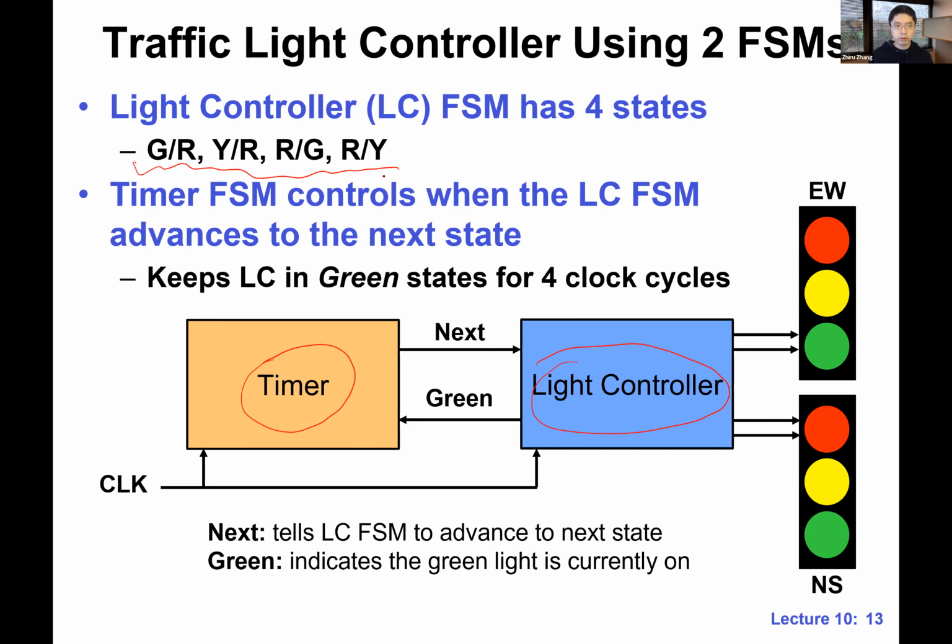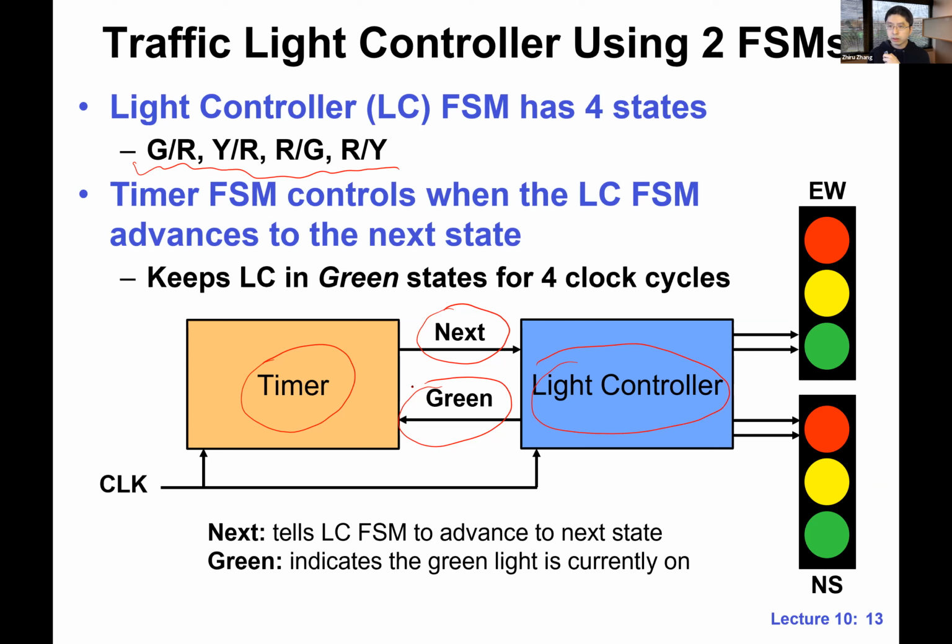And of course, these two need to interact with each other. When we count up to 4, the timer needs to tell the light controller to advance to the next state, to the next scenario. And the light controller also needs to tell the timer what the current color of the light is. Is it showing green or not? So these are the 2 signals being exchanged between the 2 FSMs.